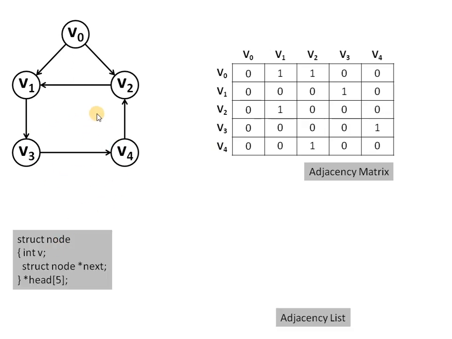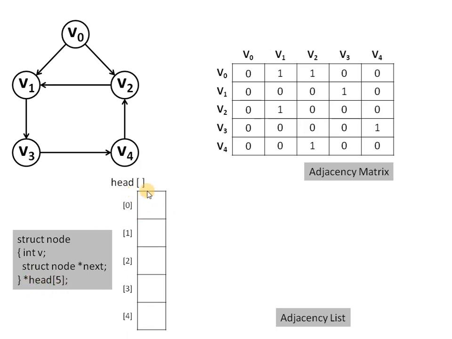Again, since it is unweighted, the structure will remain the same. We have to declare the array of head pointers. So we are done with this. Now we have to generate the linked list corresponding to each vertex. So again, V0 has 2 adjacent vertices, V1 and V2. So we will have 2 nodes in the linked list corresponding to vertex V0. Then V1 is adjacent to a single node V3. So the linked list corresponding to the first vertex will have a single node 3.